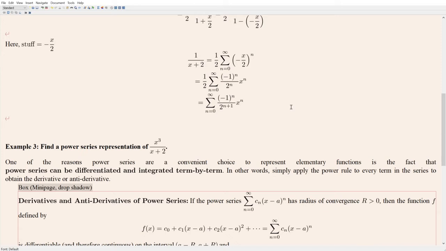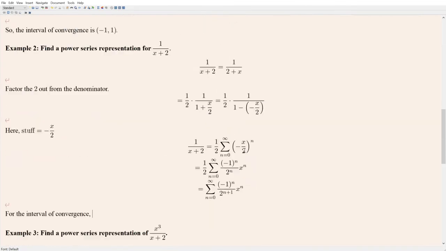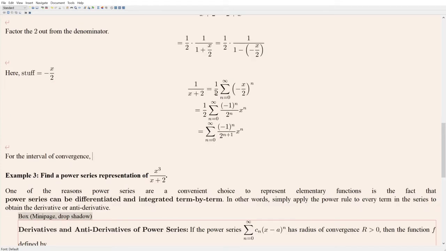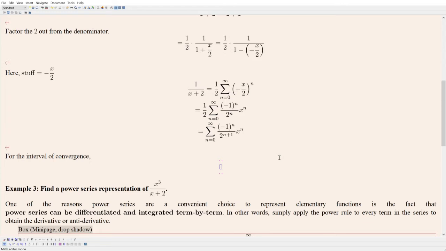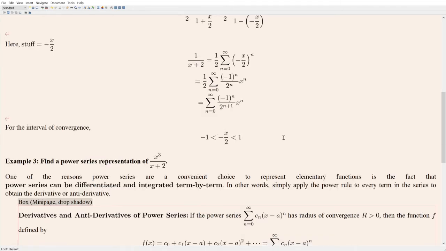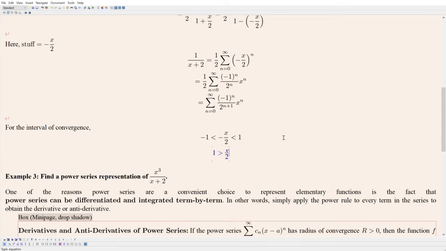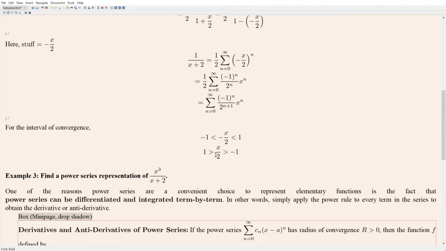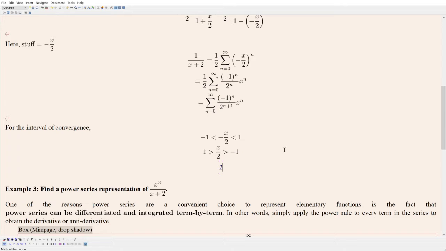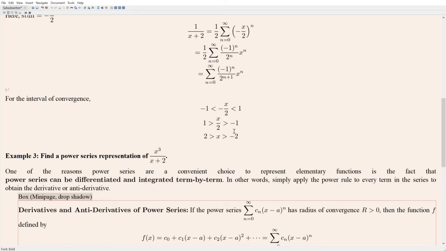Now, as for the interval of convergence, well, we need to take stuff between -1 and 1, right? That's the condition under which this transformation into a power series is valid. So here, stuff was negative x over 2. So multiply all sides by -1. That's going to flip the signs. Now multiply by 2. Okay. So the interval of convergence is the interval from -2 to 2.